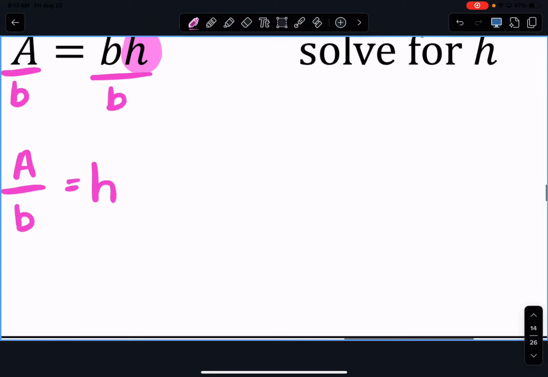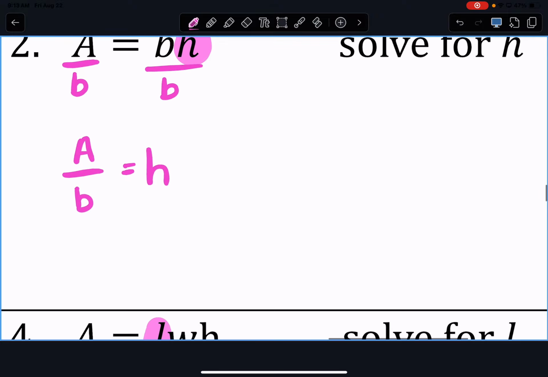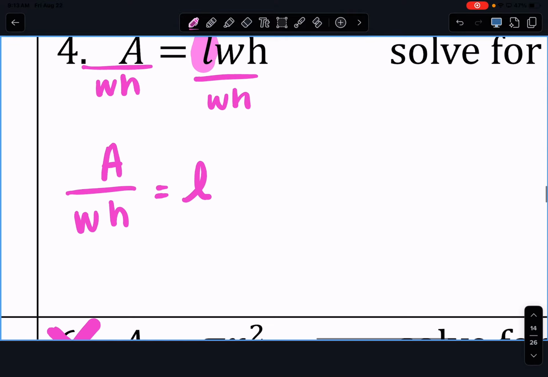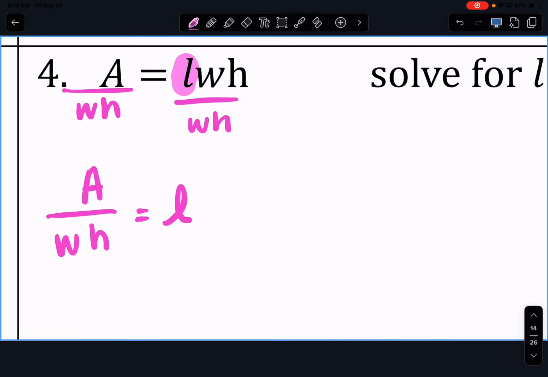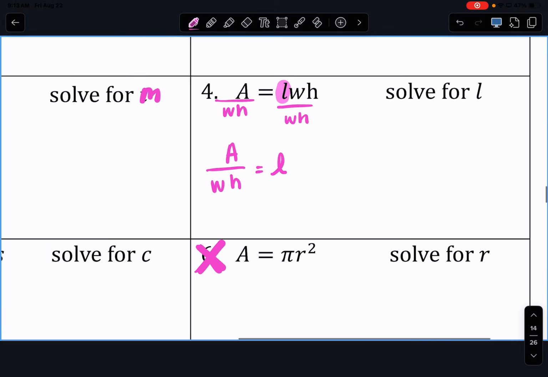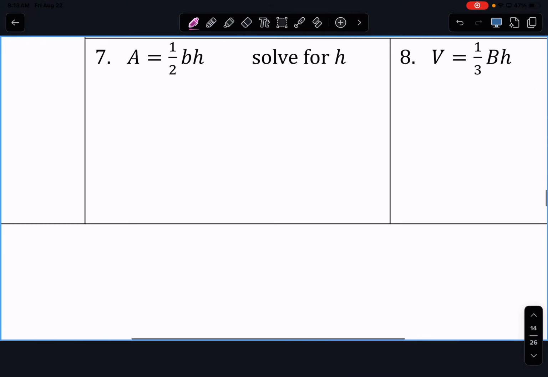All right, what did y'all get for 2? A over B equals H. Okay, for 4, what did y'all get for L? We divided both sides by W and H, so we get A divided by WH equals L. All right, now we're going to look at the multi-step problems. Same idea, we're just going to have a couple more steps.